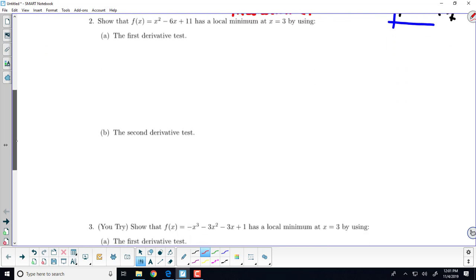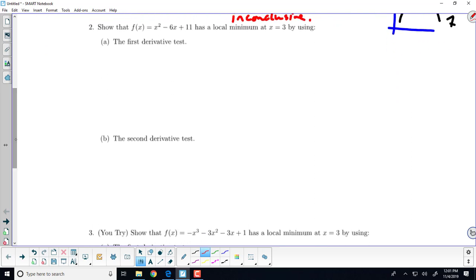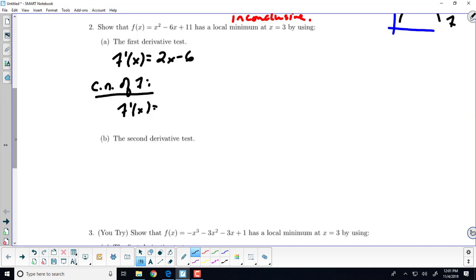Okay, so let's go ahead and parse out the differences between these two tests. So we've already learned the first derivative test, but then we're going to compare it with the second derivative test. So in either case, if you go to do one of these two tests, you're going to have to first find the first derivative, which gives us 2x minus 6 in this case. And let's find the critical numbers of f. Well, in this case, f is defined everywhere, and so is f prime. And so the only place we can have critical numbers is if f prime of x equals 0. We set f prime of x equal to 0. That happens when 2x minus 6 equals 0, or when x equals 3.